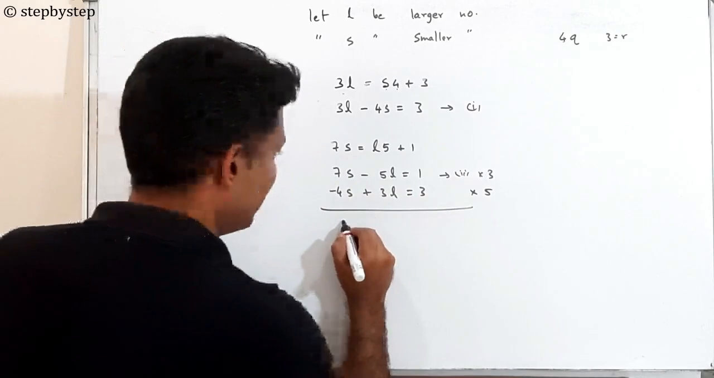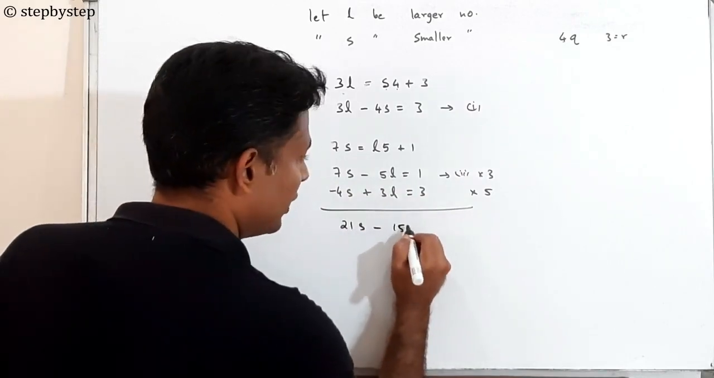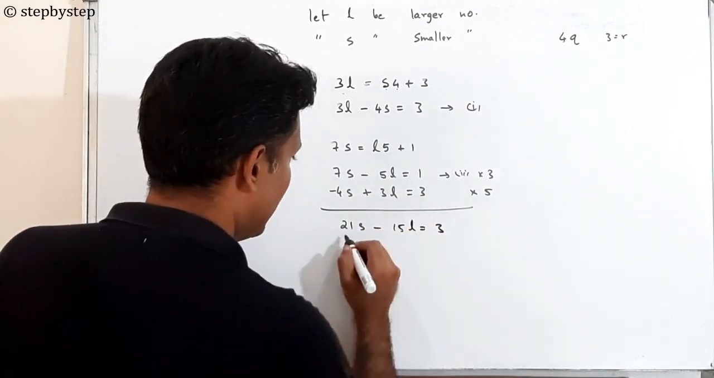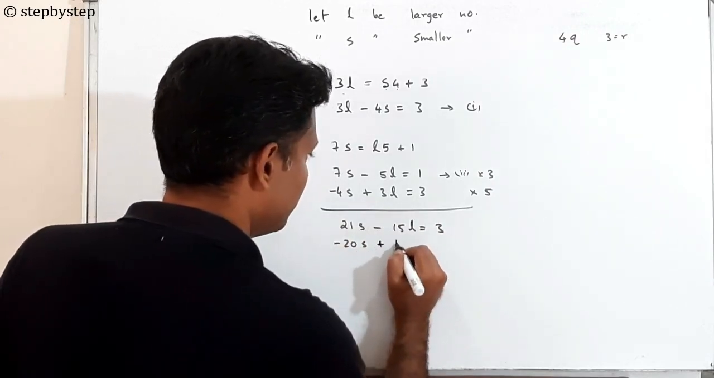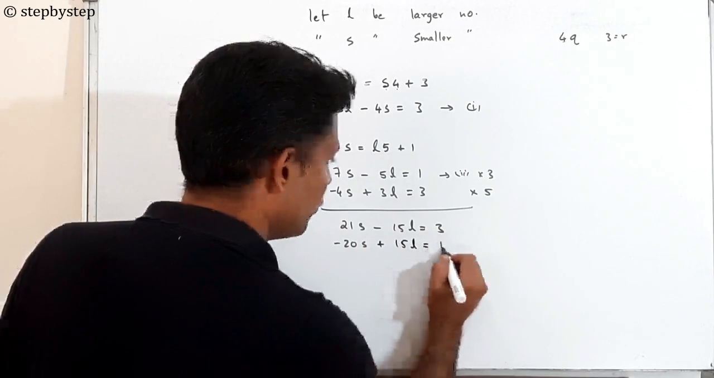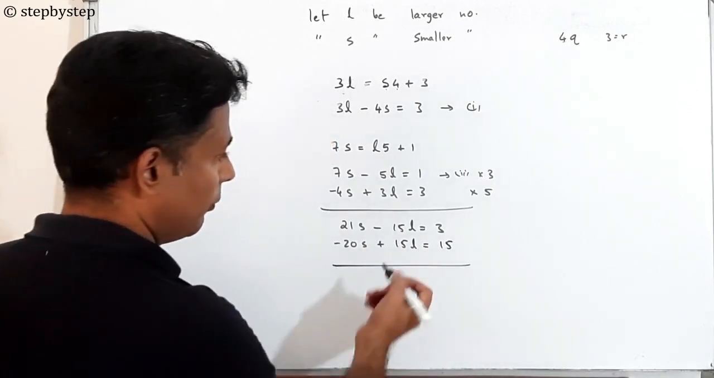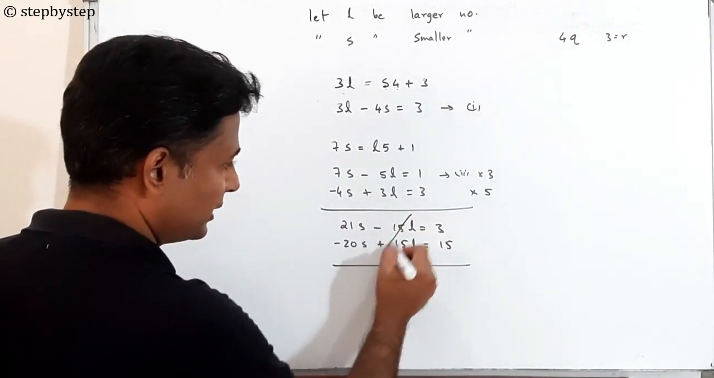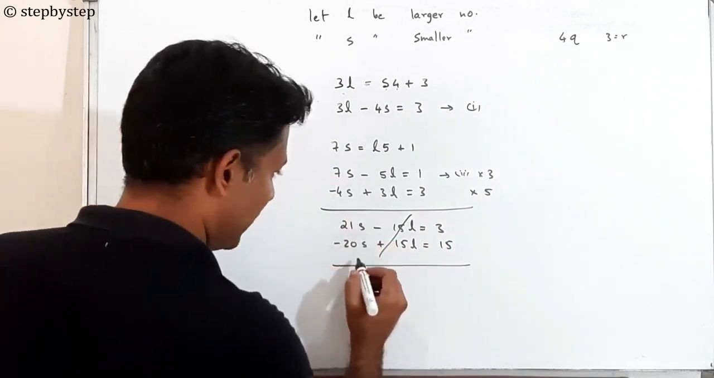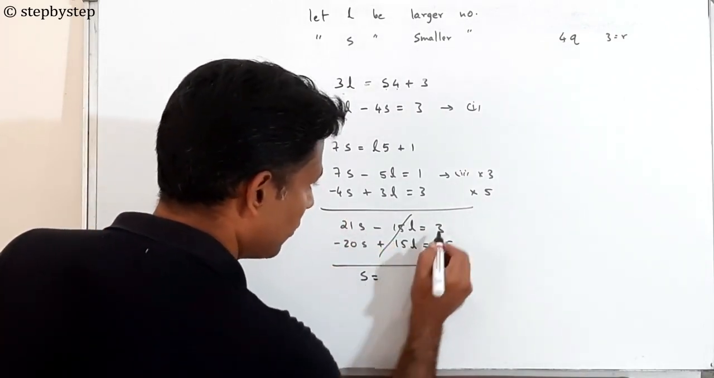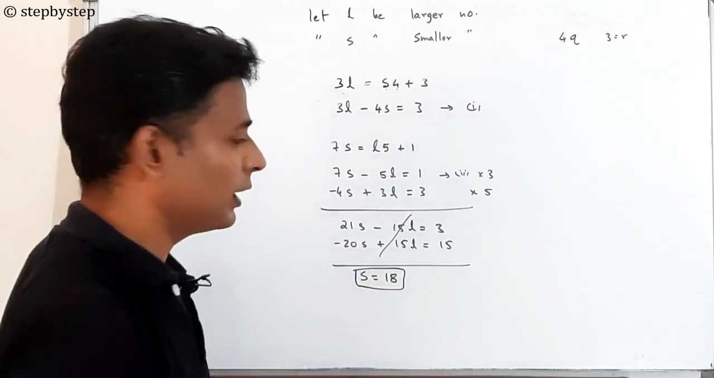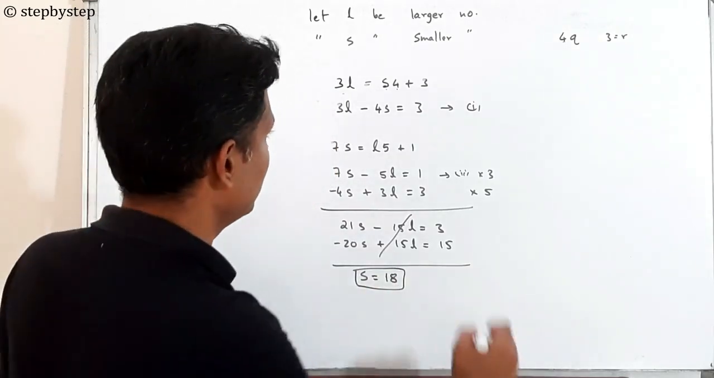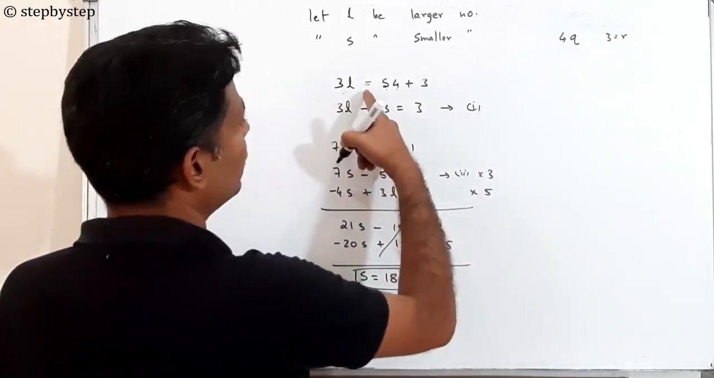So 3 into 7, 21S minus 15L equal to 3, and minus 20S plus 15L equal to 15. Now we can add, because here is minus and plus, so this will cancel. 21S minus 20S, S equal to 3 plus 15, that is 18. So we got the smaller number as 18. So for the larger number we'll use this equation.